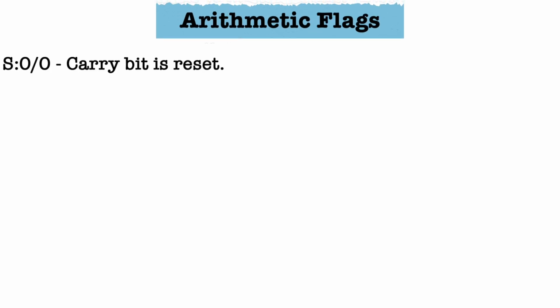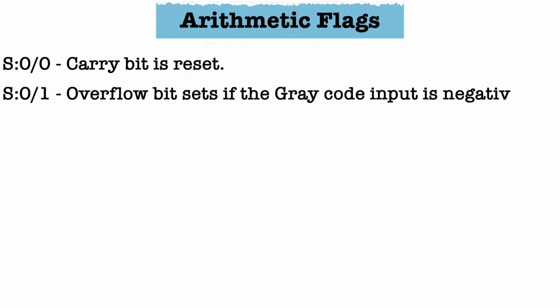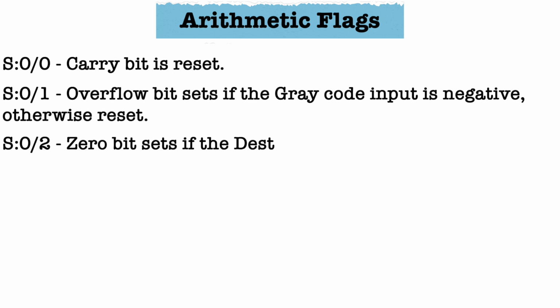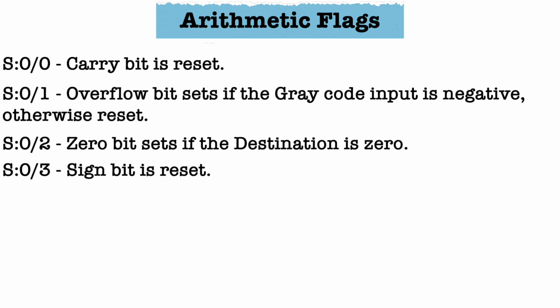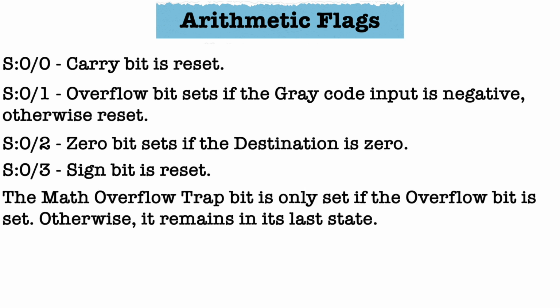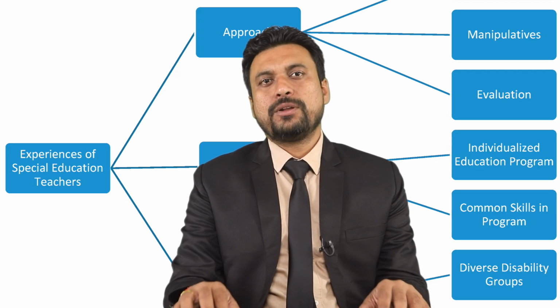The arithmetic flags: S:0/0 carry bit is reset. S:0/1 overflow bit is set if the gray code input is negative, otherwise reset. S:0/2 zero bit is set if the destination is 0. S:0/3 sign bit is reset. The math overflow trap bit is only set if the overflow bit is set, otherwise it remains in its last state. So that's all for this lecture.